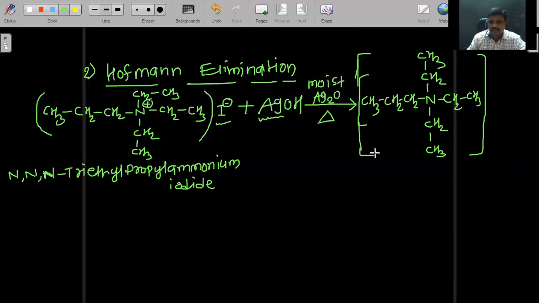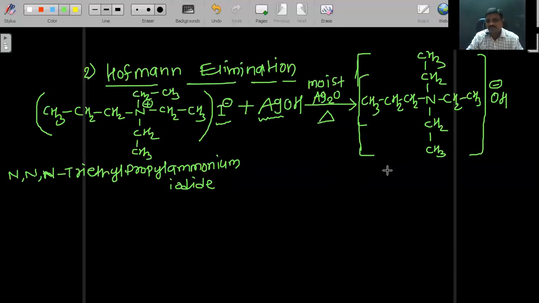Outside the bracket, OH minus is present. So what is the name of this complex? N,N,N-triethyl propyl ammonium hydroxide. It means just replace iodide by hydroxide. This is the first step of this reaction.